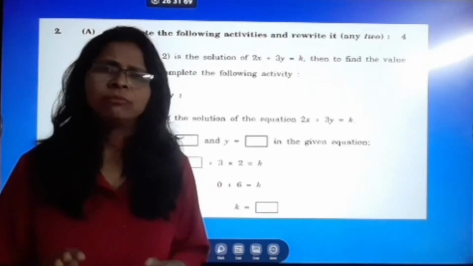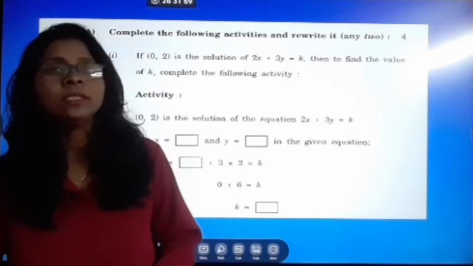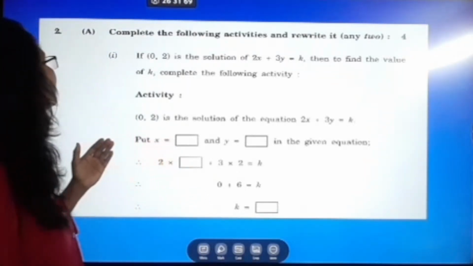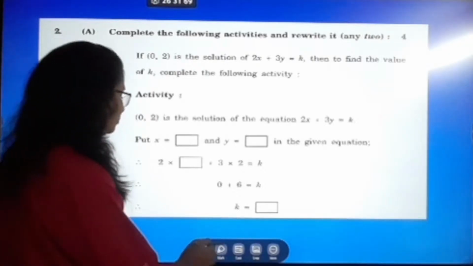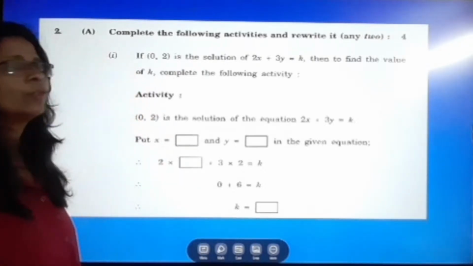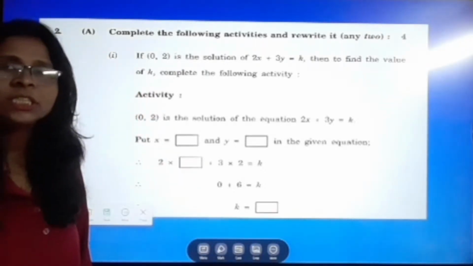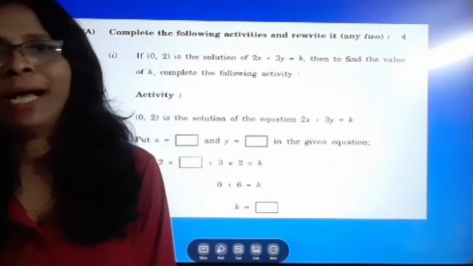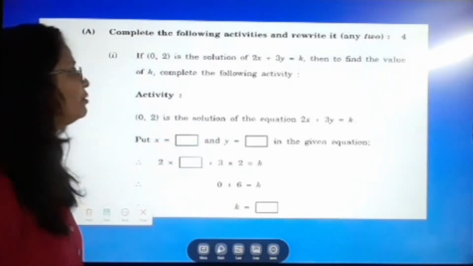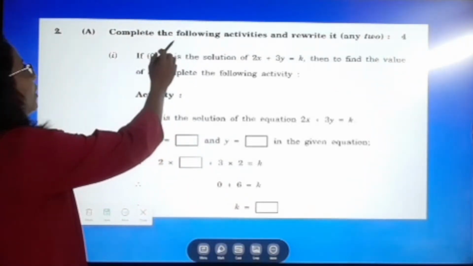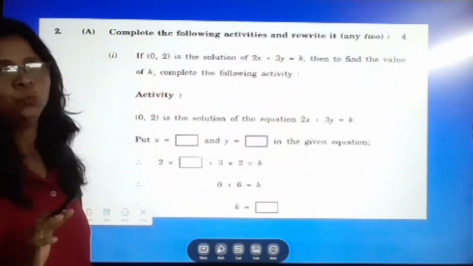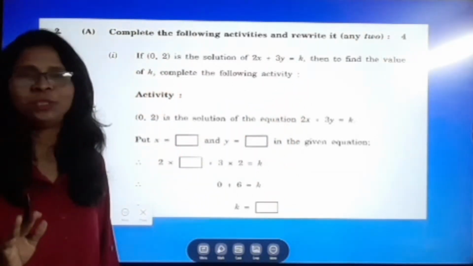The first question is a really easy question, the simplest question. So now let us solve the second question, and each question has 2 marks, students. Okay, so now here, students, complete the following activities and rewrite any two. Okay, now here are the options.